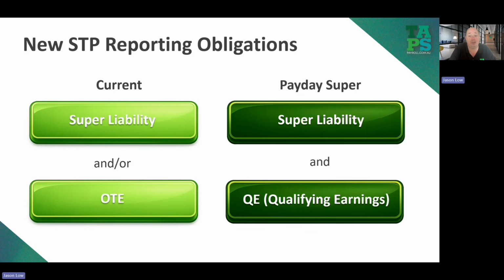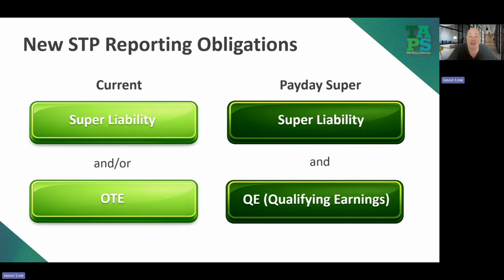The biggest change to Super is how we report it in STP. At the moment, you have choices. Right now, you can choose to report either Super liability, or instead, you might choose to report your ordinary time earnings. Or there's actually a third option where you can report Super liability and ordinary time earnings. What we know from the ATO, however, is that most people just report Super liability. But it's important for you to go away and check what you're reporting at the moment, so you know what you need to change moving forward.